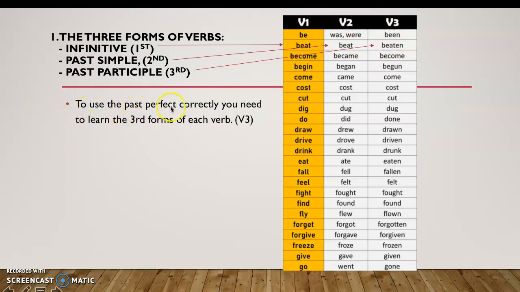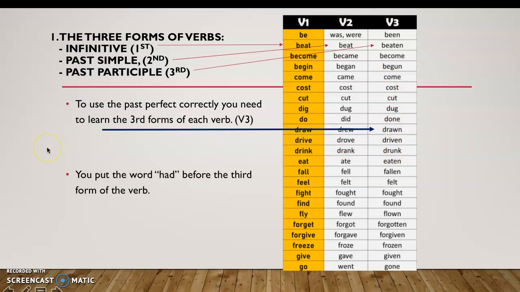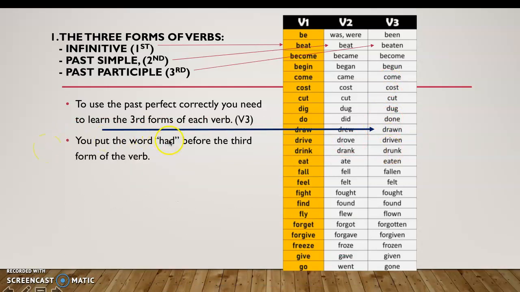So to use the past perfect correctly, you need to learn the third forms of each verb, so these in this list. You put the word had before the third form of the verb. So if we've got done, we put the word had before it. So had done. Let's take a look at some examples. Had seen, had given, had gone, had drunk.